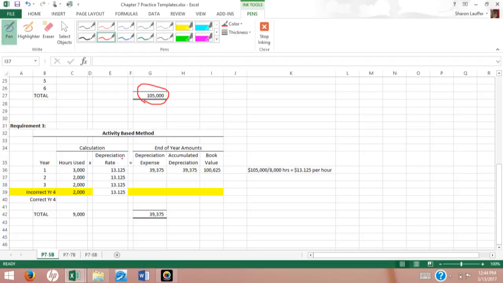Let me just make some of my little notes here. So this depreciation rate came from there. And this is our book value less our accumulated depreciation. So we've got a book value of $100,625 at the end of year 1. At the end of year 2, we're going to calculate 2,000 hours times 13.125, which gives us depreciation expense of $26,250.